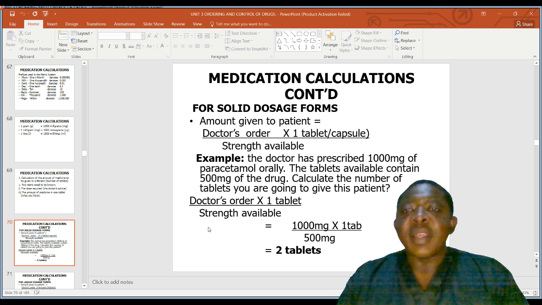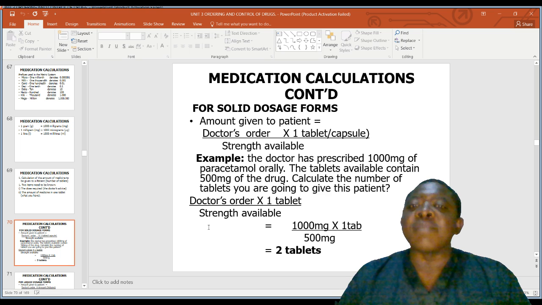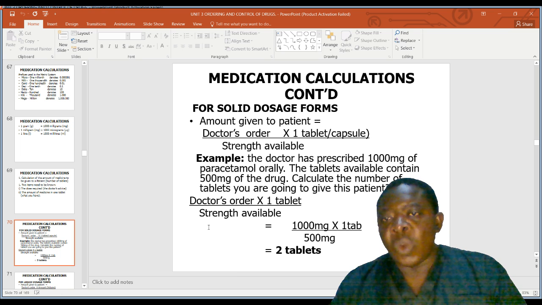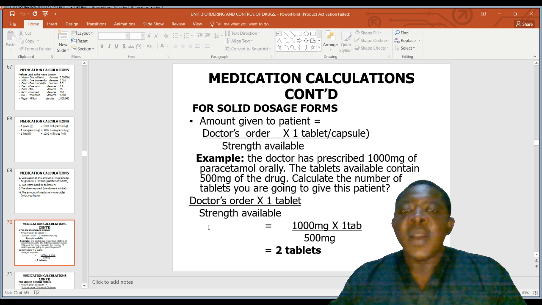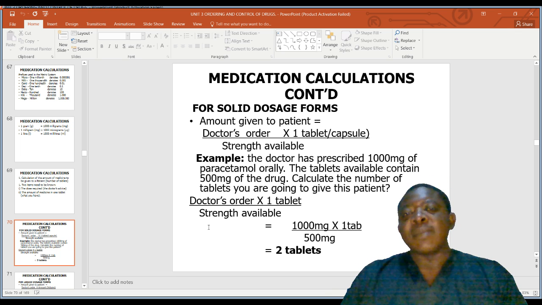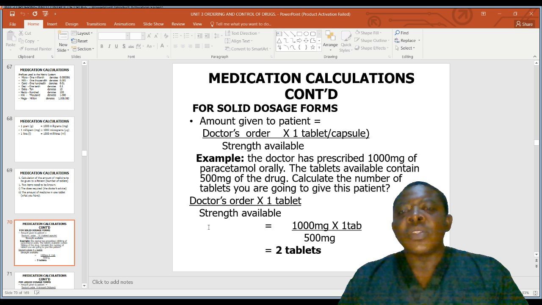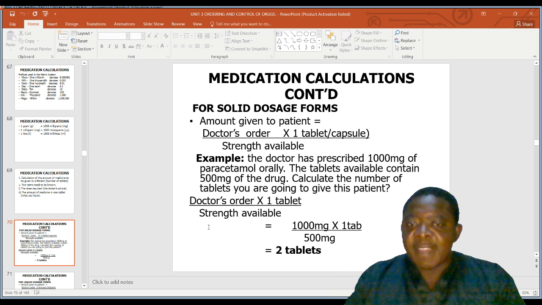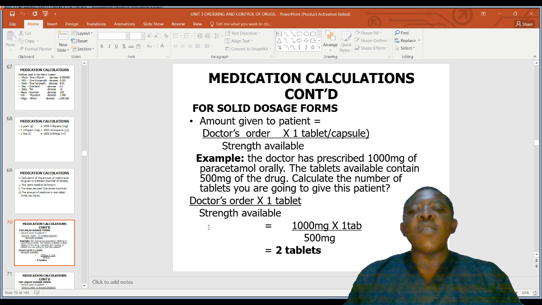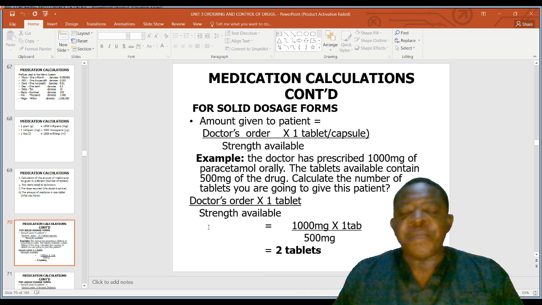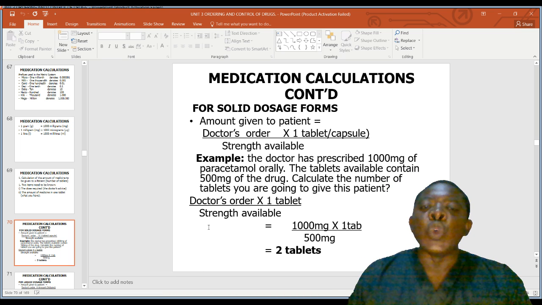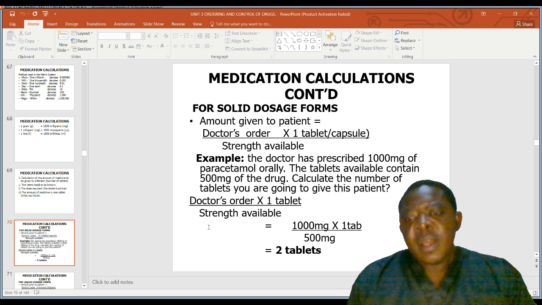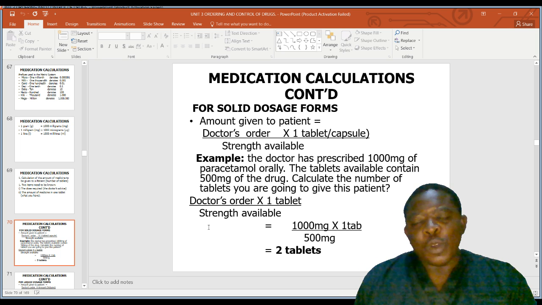So here within this question, 1000 milligrams is prescribed. Who prescribed? The doctor. You get it, times 1 over the tablets available, which are 500 milligrams. So this is what you have in stock. So if you have 500 milligrams in stock and you have to give 1000, how many of these 500 are you going to give? So you give 2 tablets. Okay, so that is calculation for tablets.